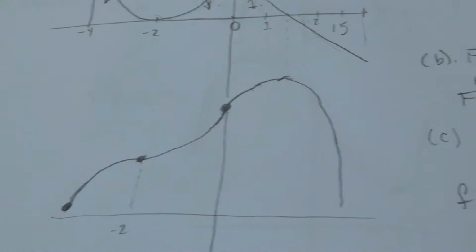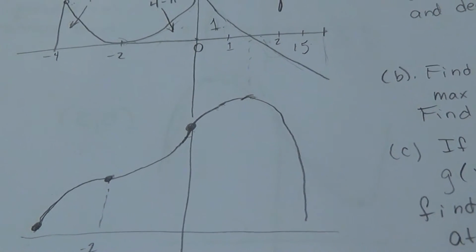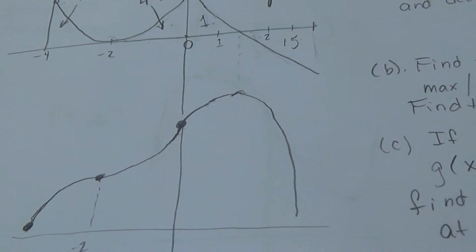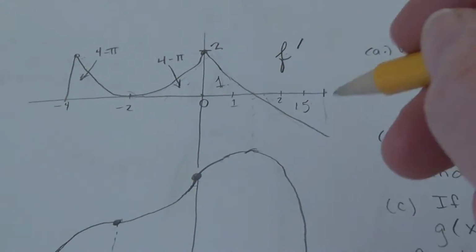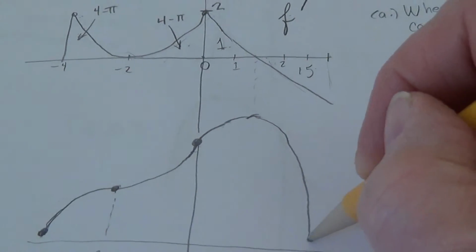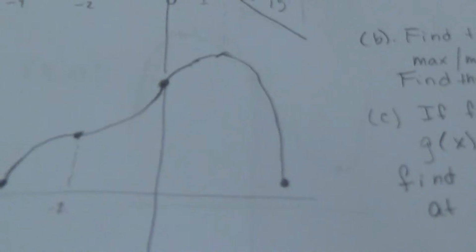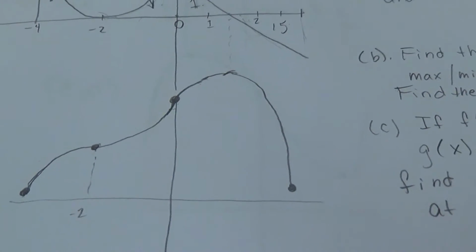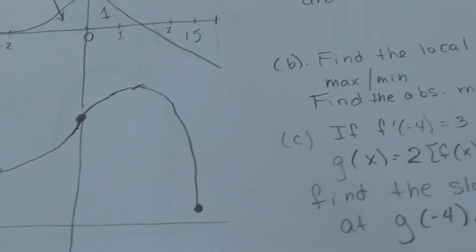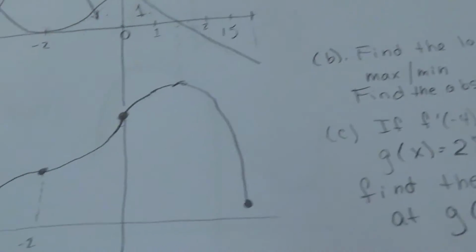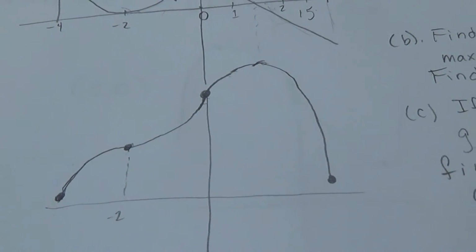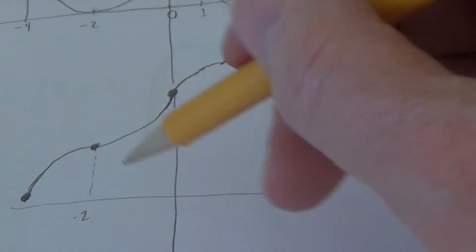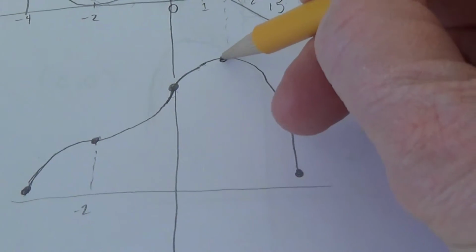All right, so did your function look like that? All right, I bet it did. So I'm going to start and stop, give some endpoints, although I don't know where they are, but I have some information to help me with that. All right, the local max and min. I don't see a local minimum, there's no valley here, but there is a local max.